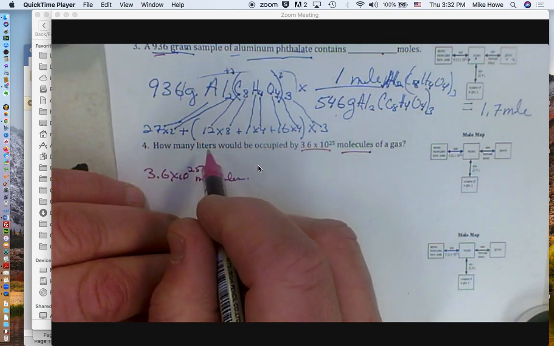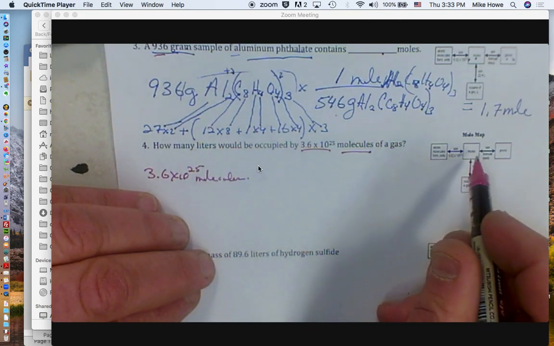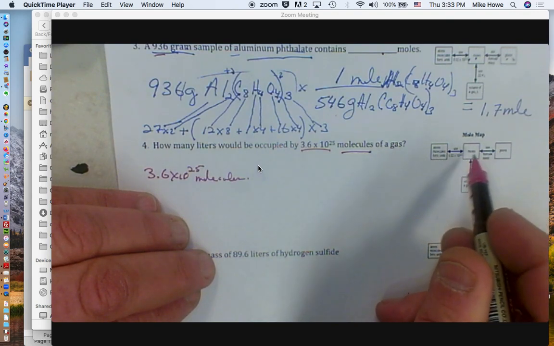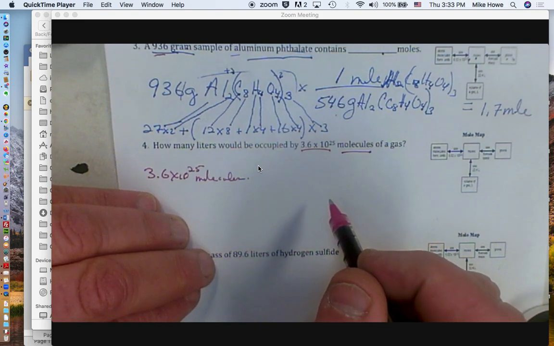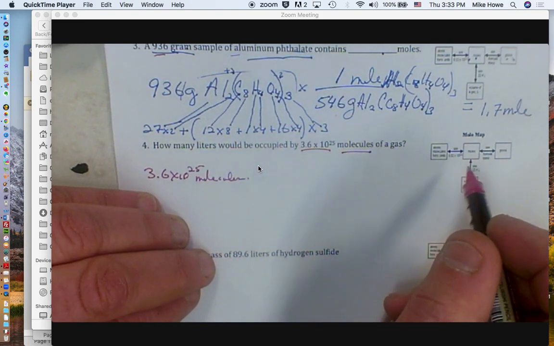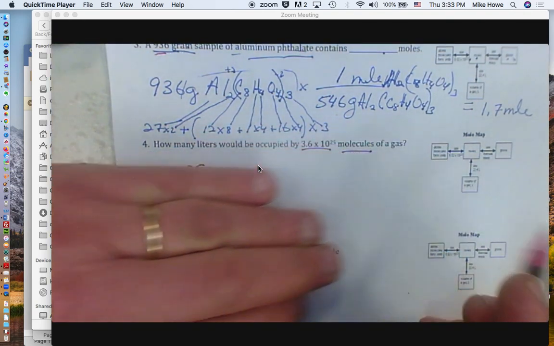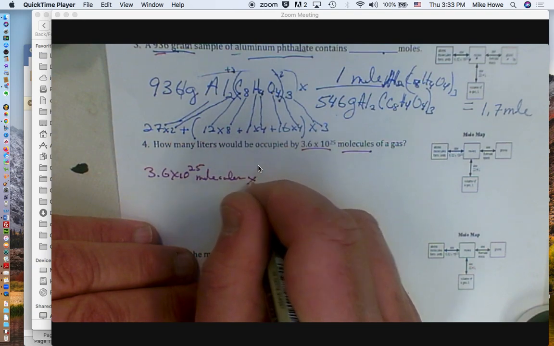If your question says how many grams, then you would be going from here to here and from here to here. So you'd have two steps in it, but you have a different two steps. But this problem says liters. I think there's a couple of tests where it says grams. If it says grams, then you will have to use the formula mass, and you won't do this part. All right, so now we multiply. It's molecules of gas. We can just leave it as molecules.